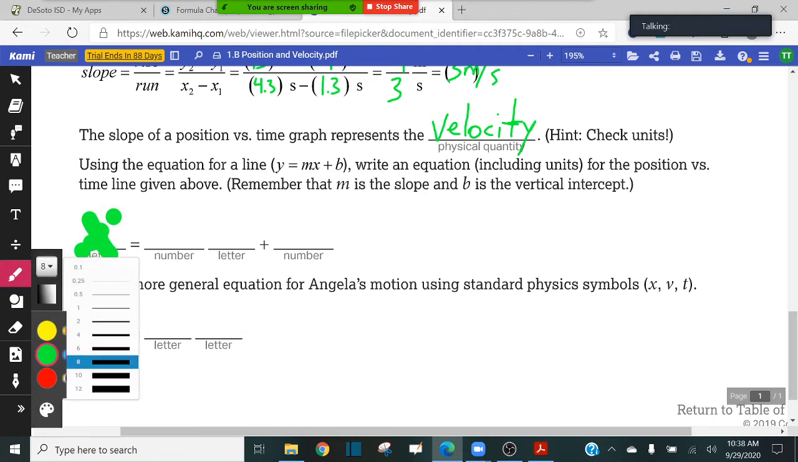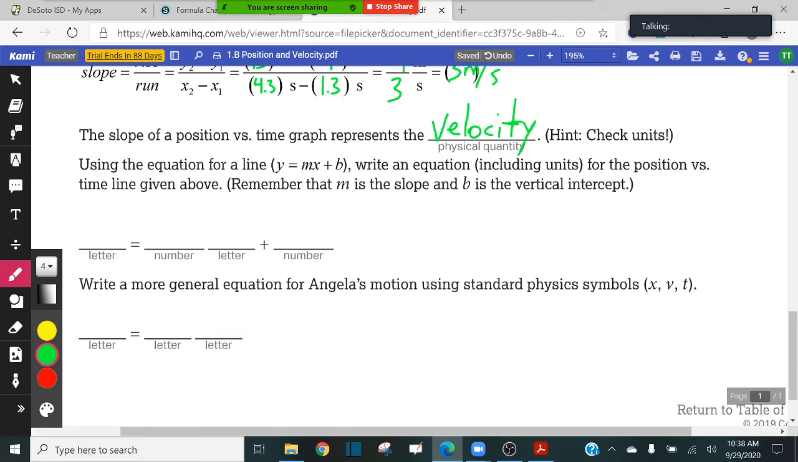Okay, so we use x to represent what's being plotted along the y-axis in this case, which is position. So y equals mx plus b. Right here, m means our slope. So in this case, what was our slope? We just calculated it, where our slope was 3 meters per second. Whenever you write your slope, I always write your units next to it. So 3 meters per second.